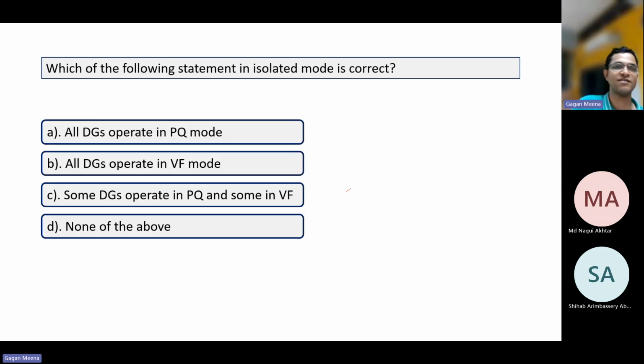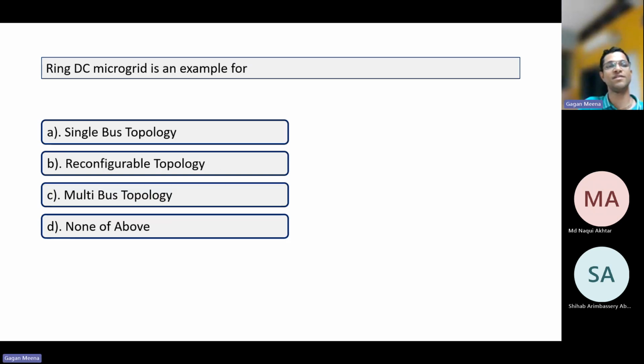This also we have discussed. Which of the following statements in islanded mode is correct? All DGs operate in PQ mode. All DGs operate in VF mode. Some DGs operate in PQ and some in VF. None of the above. C is correct. In islanded mode, there is no reference generator. So some of the DGs have to take the role of providing reference, and others can operate in PQ. So C is correct.